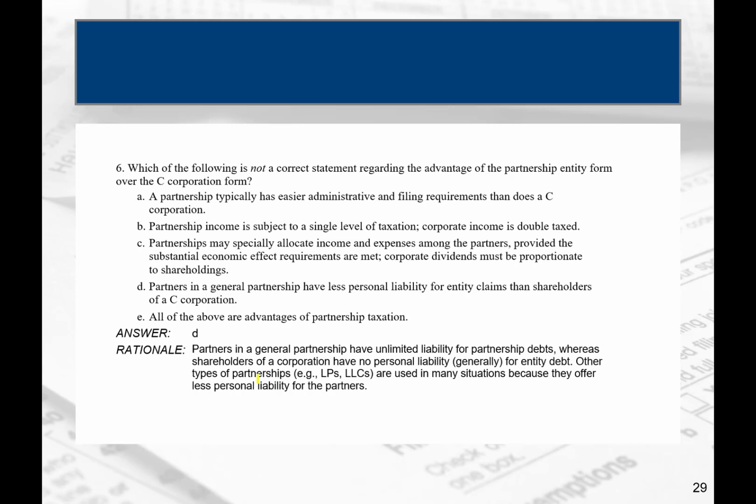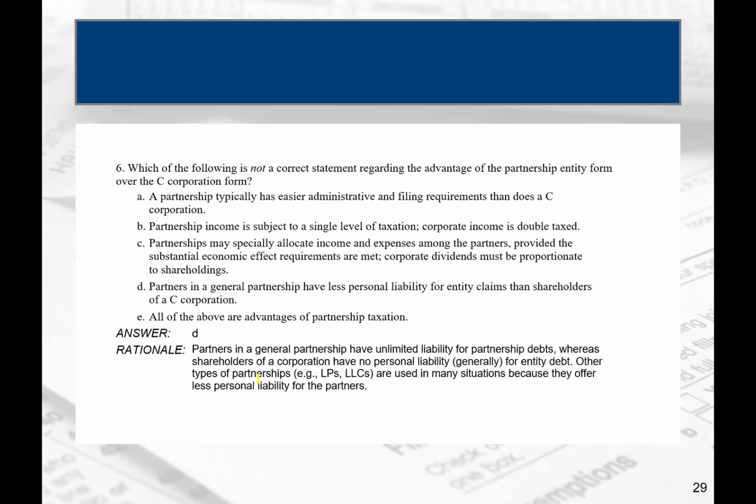That's true, right? We have the tax that the corporation pays, and then we have the tax on any dividends. Whereas with the partnership, everything flows through to the partner, and any withdrawals are not taxable events, unless they withdrew more than their share. C, a partnership may specially allocate income and expenses among the partners, provided the substantial economic effect requirements are met. Corporate dividends must be proportionate to shareholders. We pay our dividend per share, don't we? So it would be proportionate.